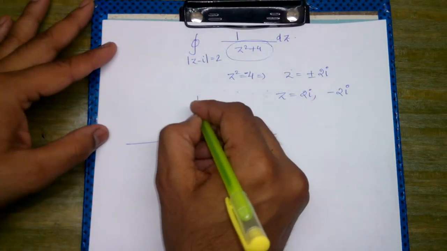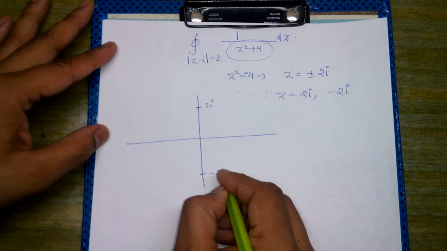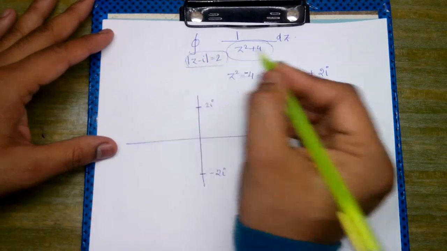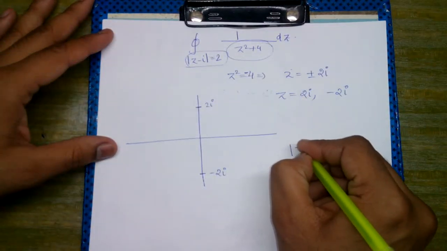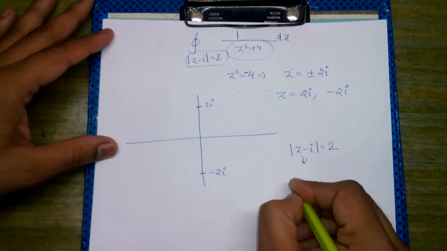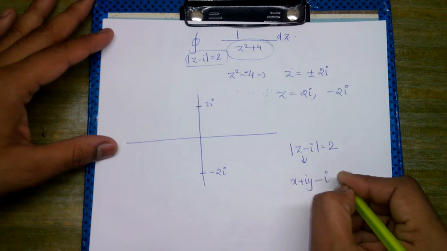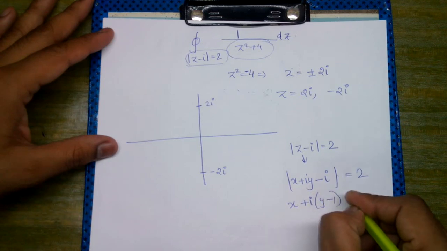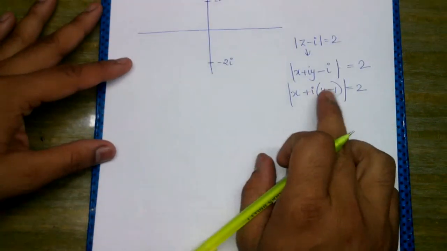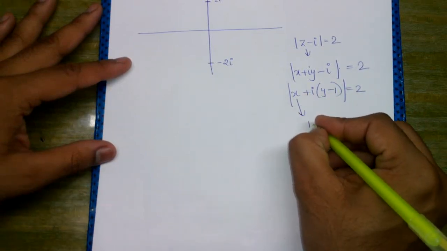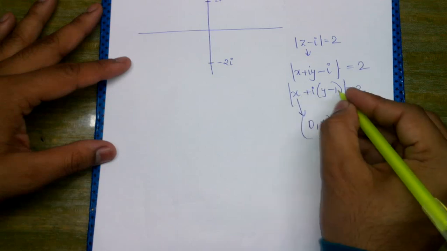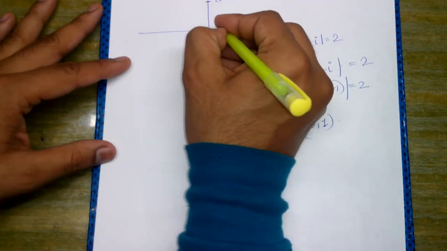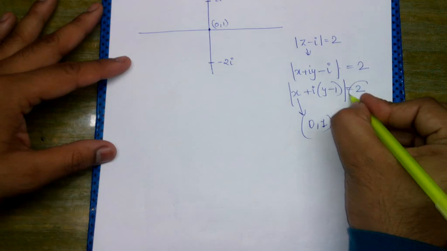So we know that the point 2i will be lying here and minus 2i will be lying here. And we have been given mod of z minus i equals 2. This simply means that mod of x plus iy minus i equals 2, so x plus i(y minus 1) has modulus 2. This means that the circle has a center at (0, 1), and it has a radius of 2 units.